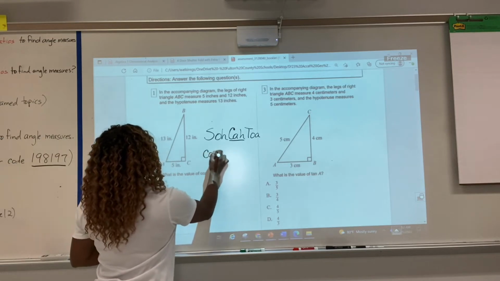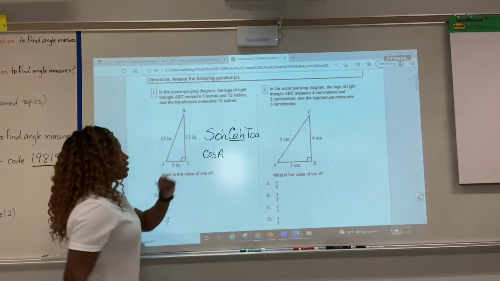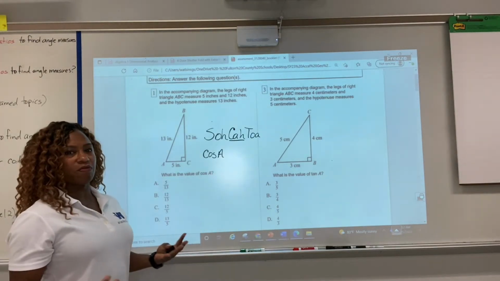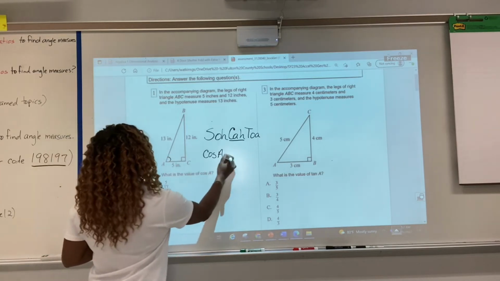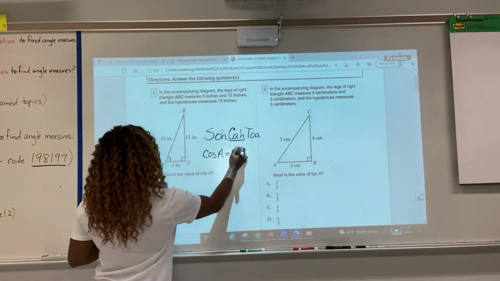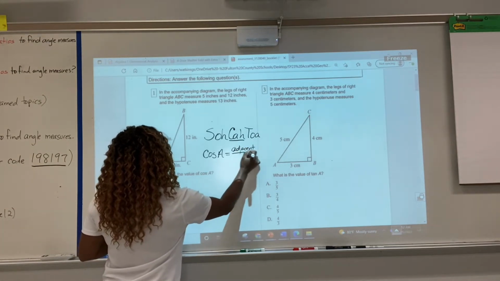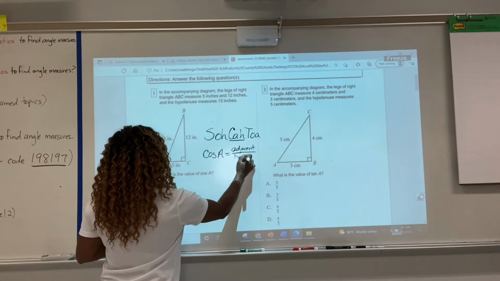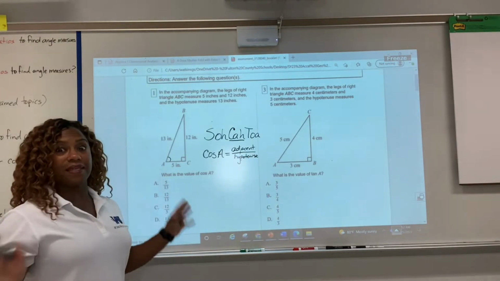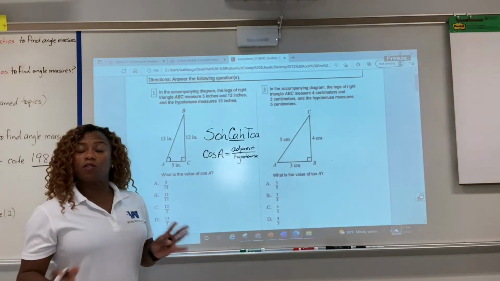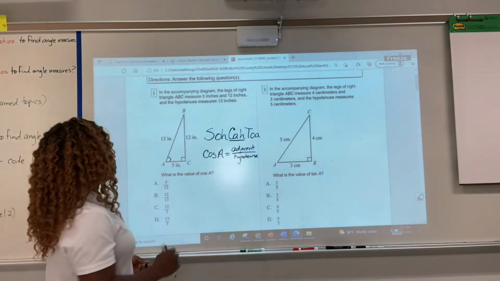So for cosine of the angle A, remember they're going to specify which angle they want you to look from. So you're looking from this angle right here, angle A. But cosine of angle A is asking for the adjacent side of angle A over the hypotenuse. Now the hypotenuse never changes, it's static, so it stays in the same place no matter what angle you're looking from. The hypotenuse will always be the hypotenuse, and it's always the longest side.